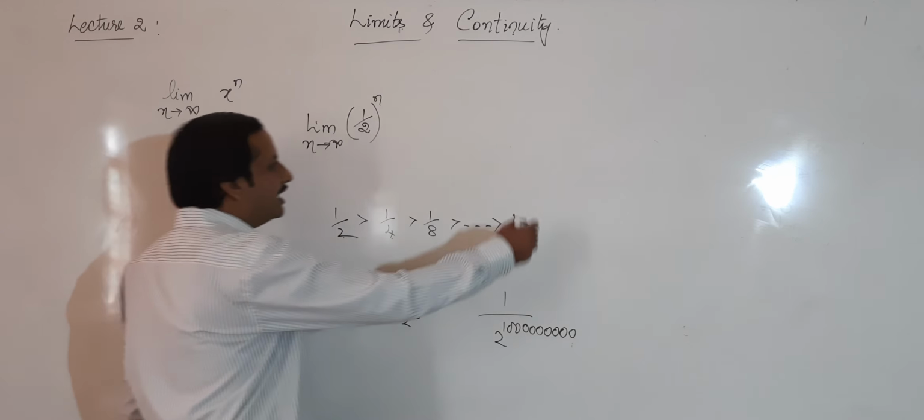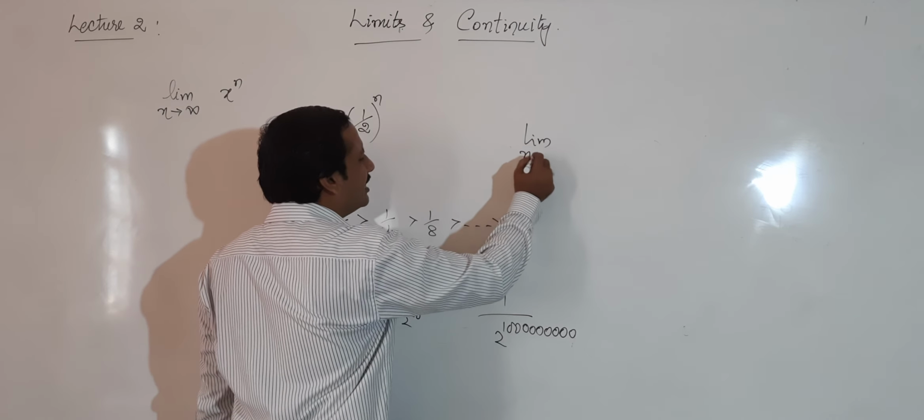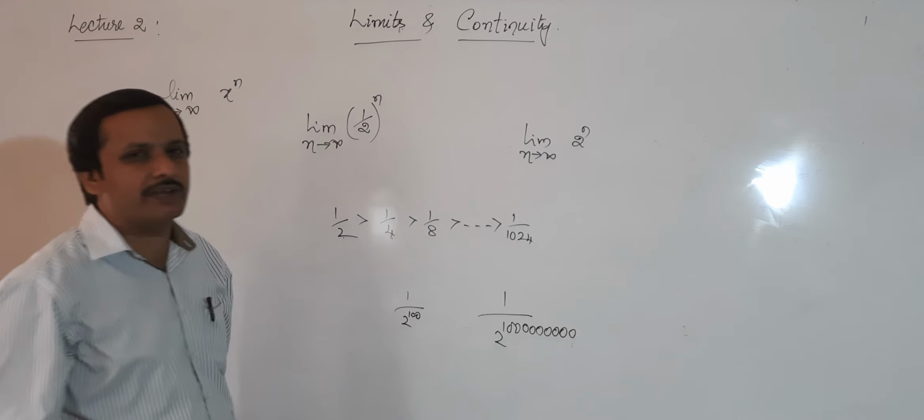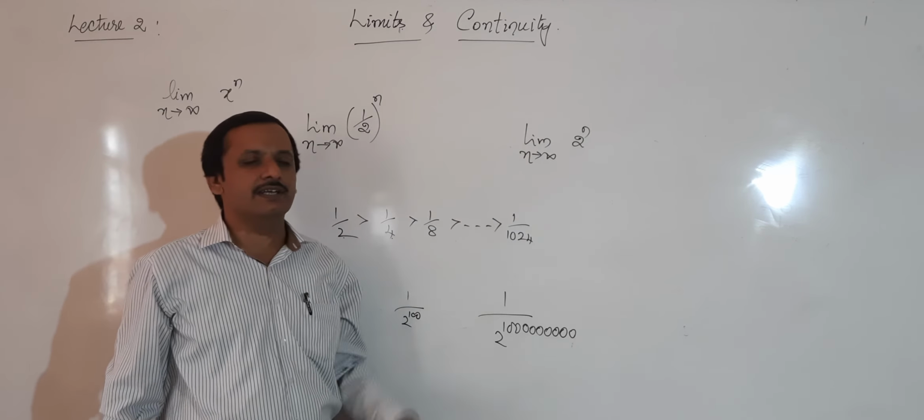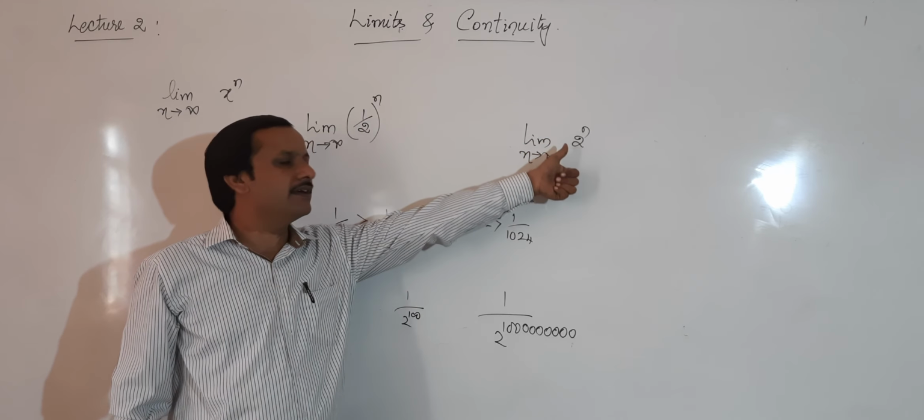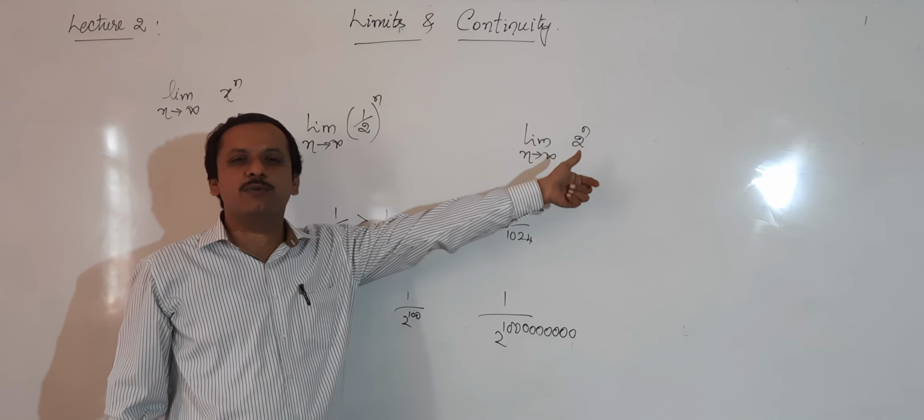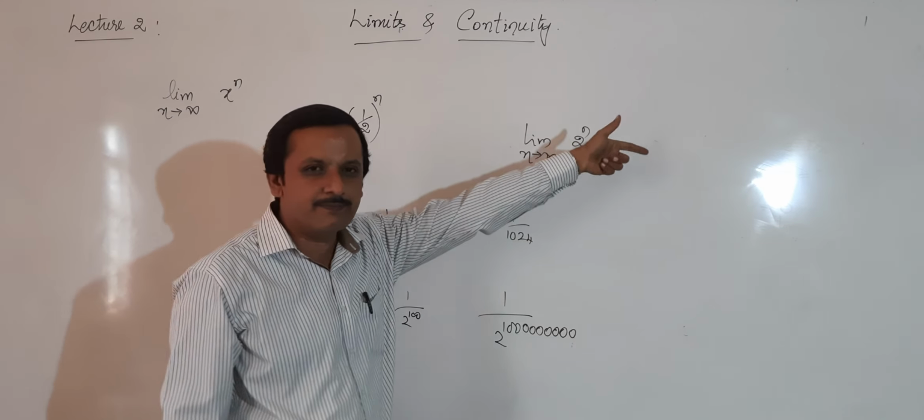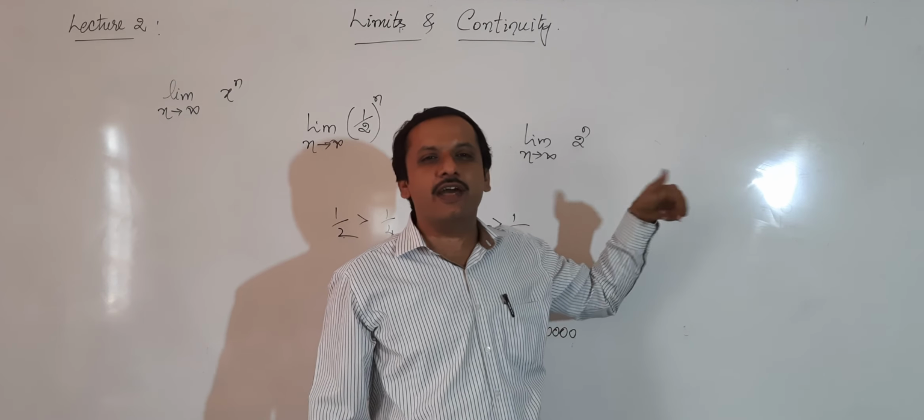If the fraction is greater than 1, on the other hand, I will take this. If n tends to infinity, instead of (1/2)^n, now I take 2^n. Now I increase the power of this 2^n. So I am getting 2^1, 2^2, 2^3, 2^4, 2^100, 2^1000, 2^1 lakh, 2^7 crores, etc. So when you do that, you see what happens.